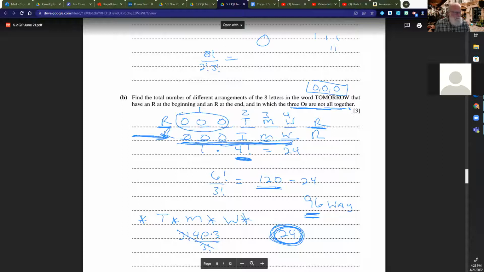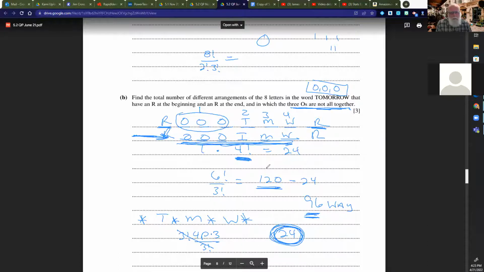Does that make sense? I'm trying to wrap my head around it. Okay, so you subtract it. I'm trying to think about probability. Is it similar to that? Well, we're not doing probability because they're just asking for the total number of arrangements. I get what you're doing, but I'm just not clicking. Well, what part's not clicking? I don't get how doing 120 minus 24 is going to give you the ways where the three O's are not all together.